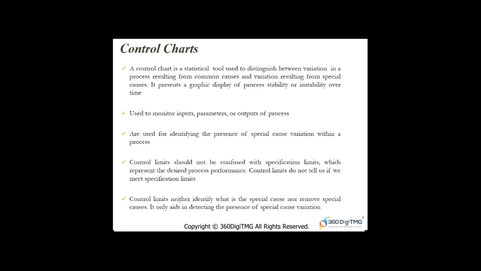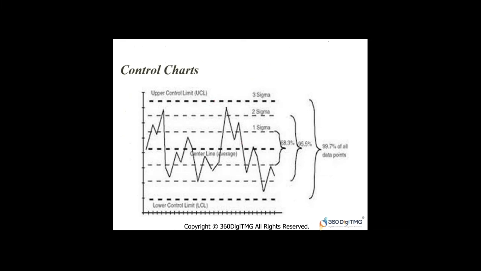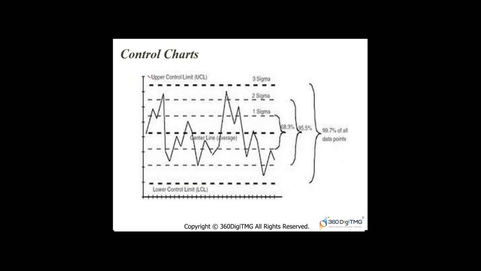Control limits neither identify what a special cause is, it's not going to tell you what the special cause is, nor will it remove the special cause for you. It will just help you detect the presence of special cause variation in the process. It will just detect that there is a special cause in the process. That's it. All right, let us understand this. Here we have the upper control limit and lower control limit. The center line, or the average of the mean, is there, right?